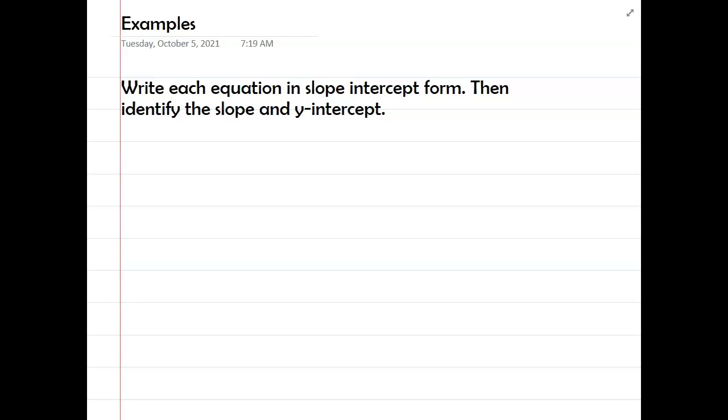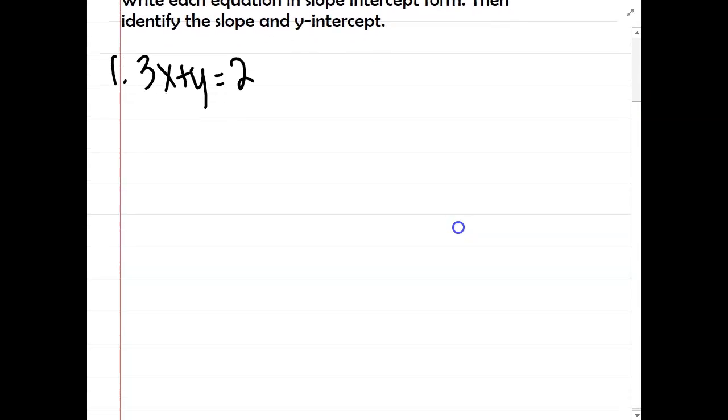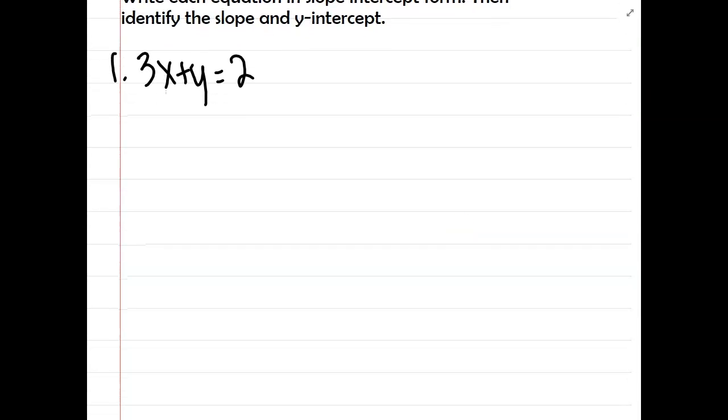So we want to first write each equation in slope-intercept form, which just means put it in y equals. Then once it's in slope-intercept form, we're going to identify the slope and the y-intercept. Okay, so number 1. Let's start with 3x plus y equals 2.